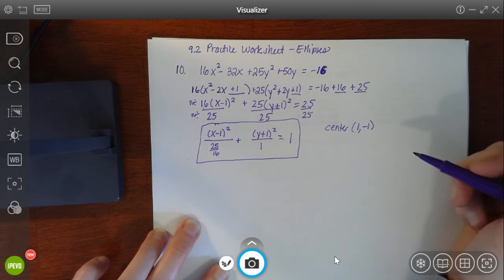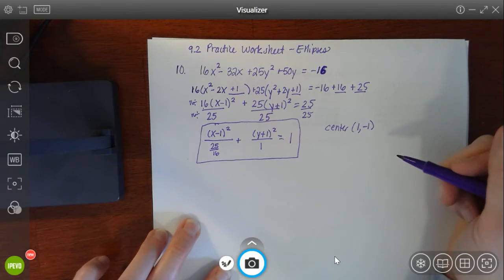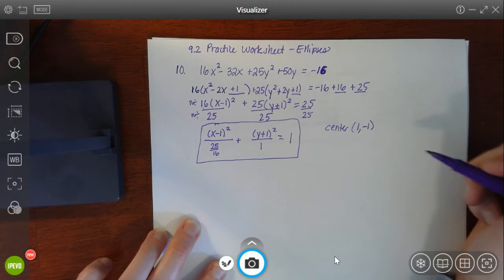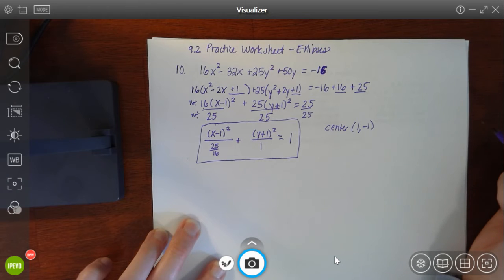Now, in order to find the remaining pieces, in order to get our vertices, our foci, and our eccentricity, we're going to need those values for A, B, and C to help us finish that problem.